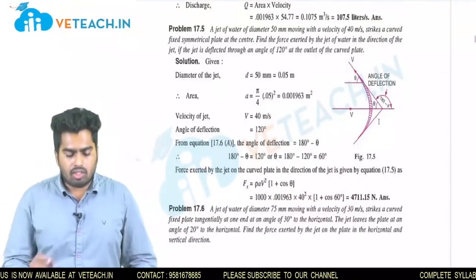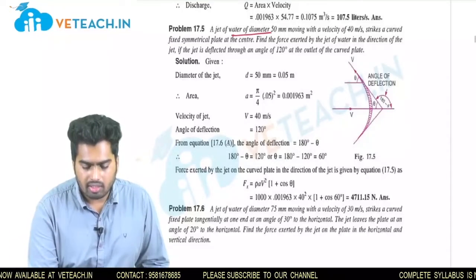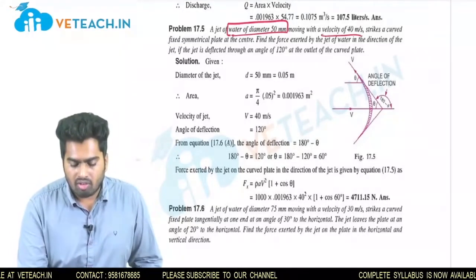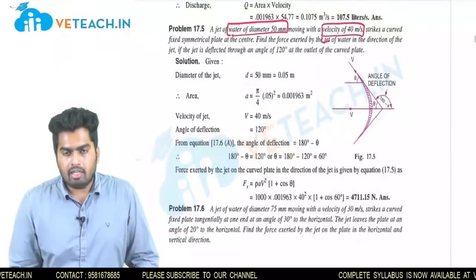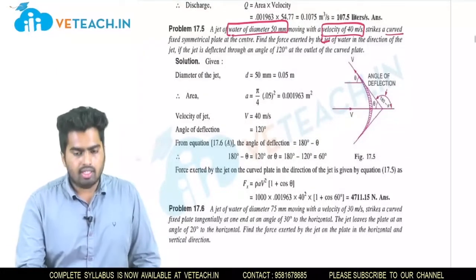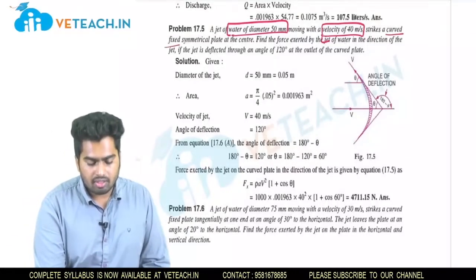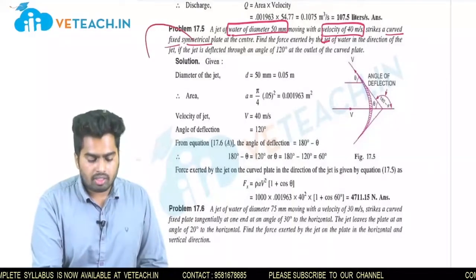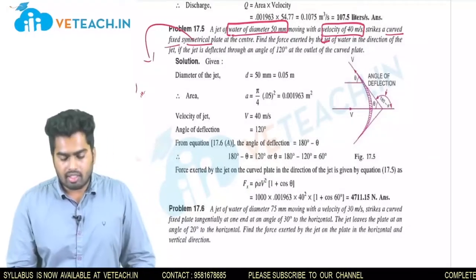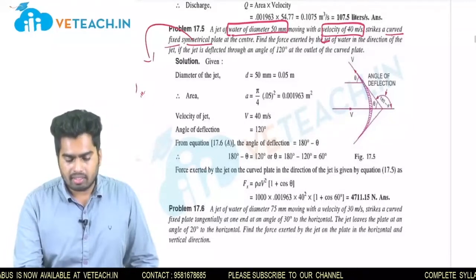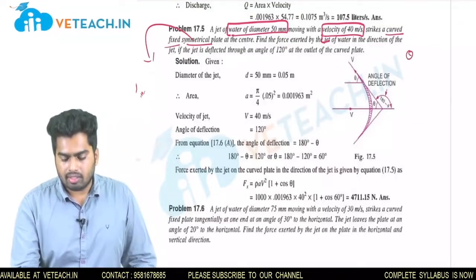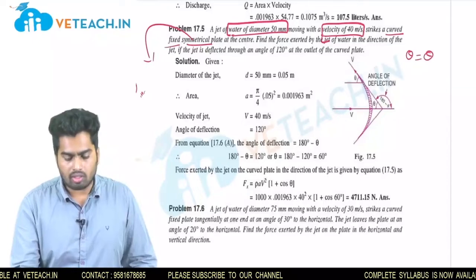If you see the question, he is giving the jet diameter, which is 50 mm, and he is also giving that it is moving with a velocity of 40 meter per second. He has mentioned the plate is a curved plate, the plate is fixed, that is stationary, and the plate is symmetric. Whenever we see symmetric, we should remember that theta at inlet is also the same. So what is symmetric? Symmetric means theta is same at inlet and outlet, right?